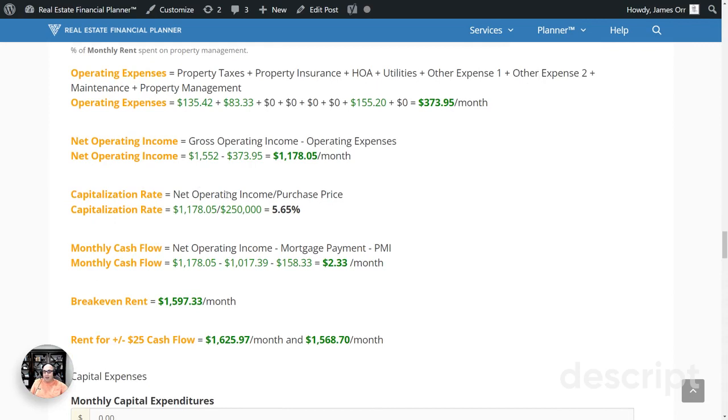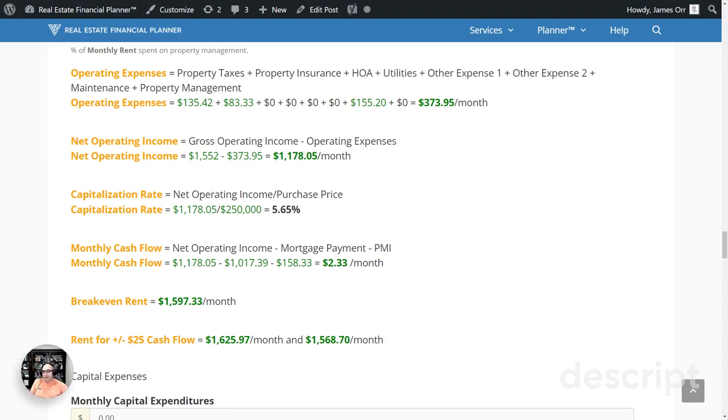Once we know the operating expenses, we can calculate the net operating income, or the NOI. Net operating income is gross operating income minus the operating expenses. So the gross operating income is $1,552 minus $373.95. That leaves us with $1,178.05 per month left over for paying the financing on the property and our profit.